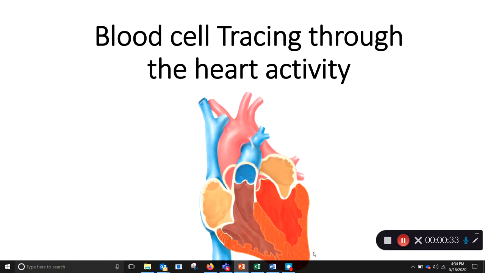Now, the reason why I didn't discuss the structures is because it's a lot easier to talk about these different structures based upon the trace. If you were to pretend that you were a blood cell going through the blood vessels and meeting all the wonderful little structures that we're going to see as we go through the heart.